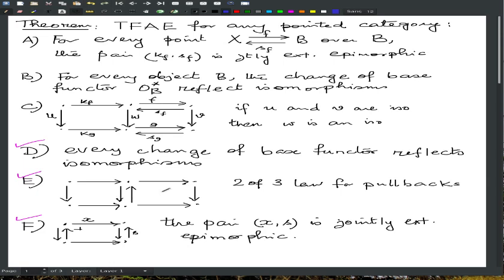So if both these are pullbacks, then the outer one is a pullback. That's already known, right? Every time, if the right hand square is a pullback and the outer square is a pullback, then the left hand square is always a pullback. Yes. That's also trivial.